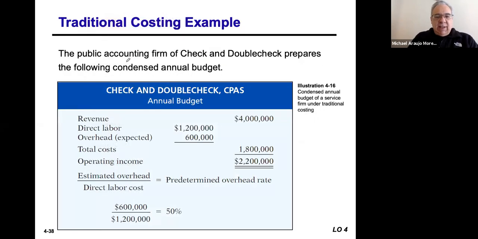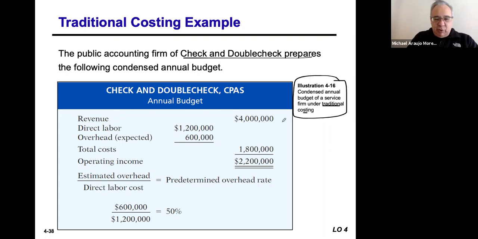So here is a public accounting firm, Check and Double Check. Oh God, you think I'm corny? Come on. Check and Double Check. They're CPAs, and here they have their budget for their firm, but they use a traditional costing method.